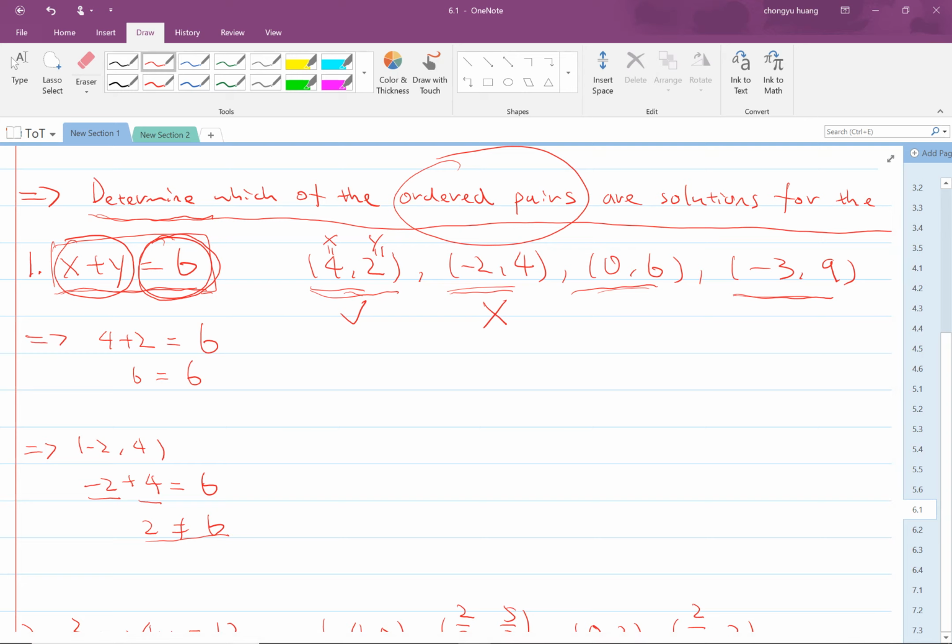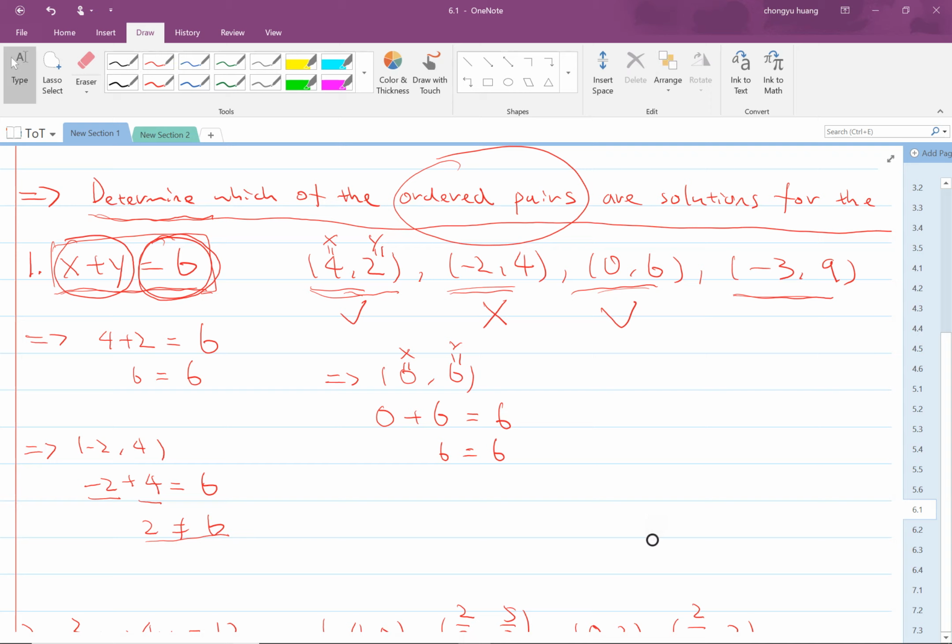Okay, so let's move into the next point. The next point we have is x equal to 0 and y equal to 6, right? So we have 0 plus 6 equal to 6, and then 6 equal to 6, right? So this point has to be included. This point is definitely a part of the solution, right?